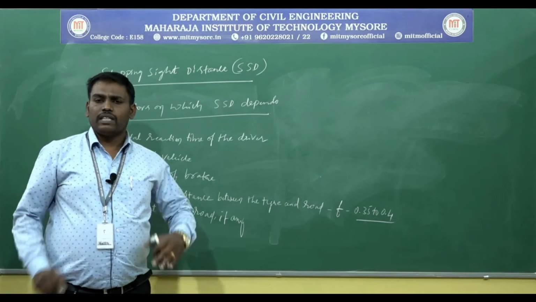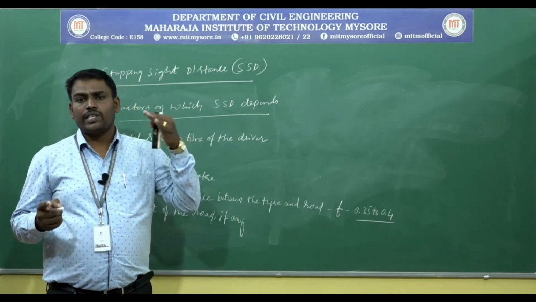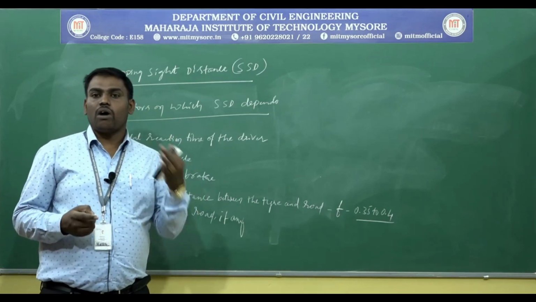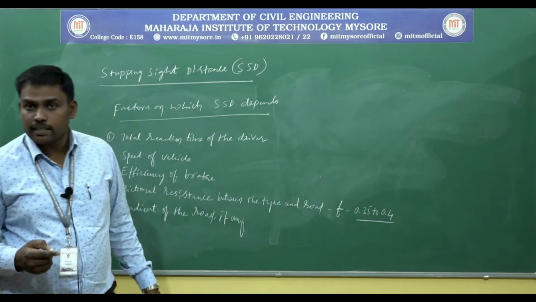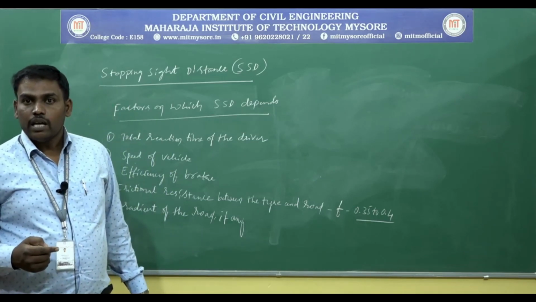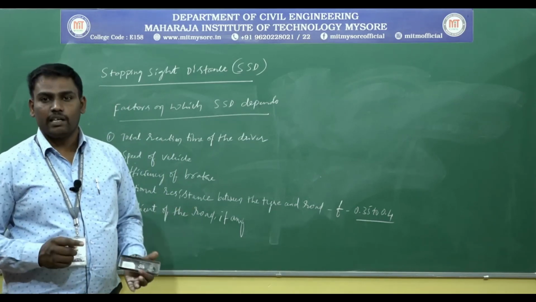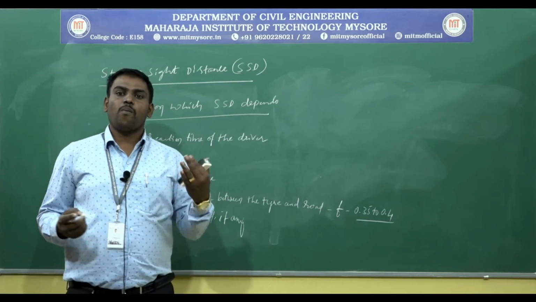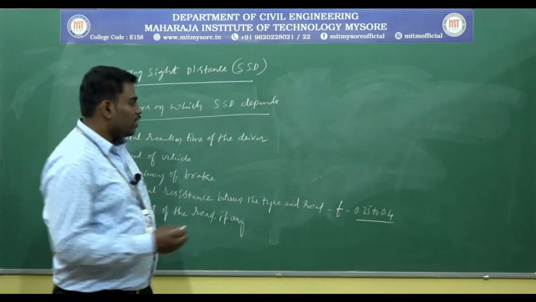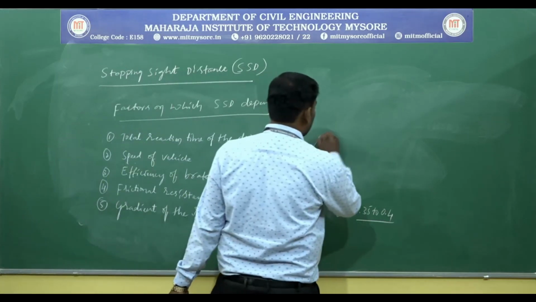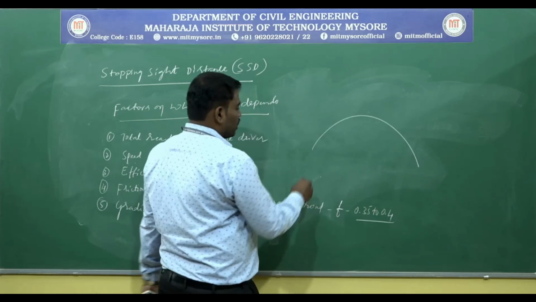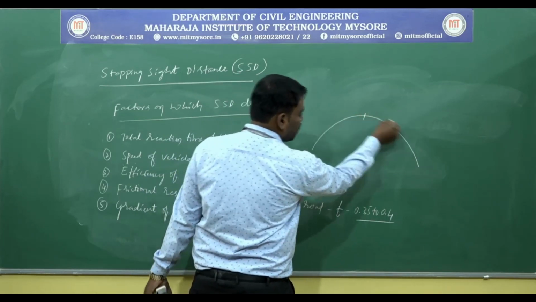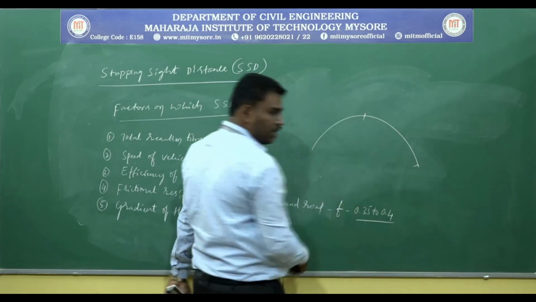Okay, if there is a gradient in the particular stretch where you are going to stop the vehicle, then that also affects the stopping sight distance. Is it clear? And usually we have two types of gradient. One is ascending gradient, another one is the descending gradient. We can call it upward gradient and downward gradient. Suppose if you take the example of this figure, from here to this portion there is an upward gradient, from here to this portion there is a downward gradient.